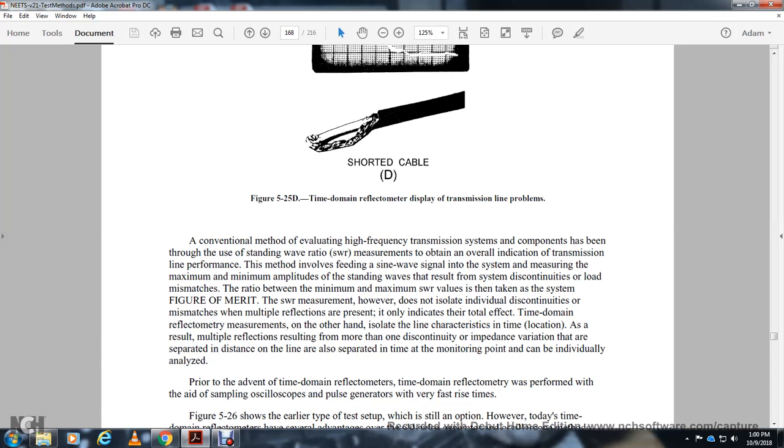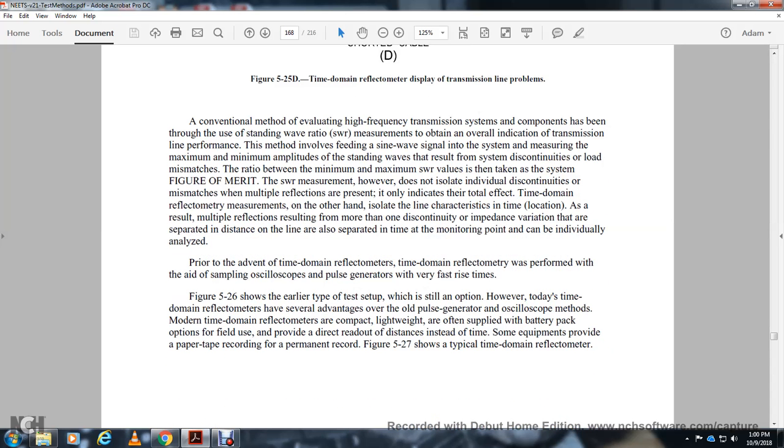With time domain reflectometry, on the other hand, the line is isolated with each characteristic at its time location, as the result of multiple reflections from one or more discontinuities. The variations are separated by distance along the line, separated in line and time, to the point where they can be individually analyzed.